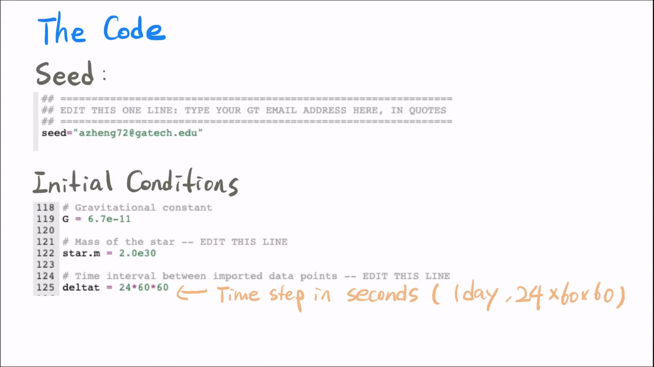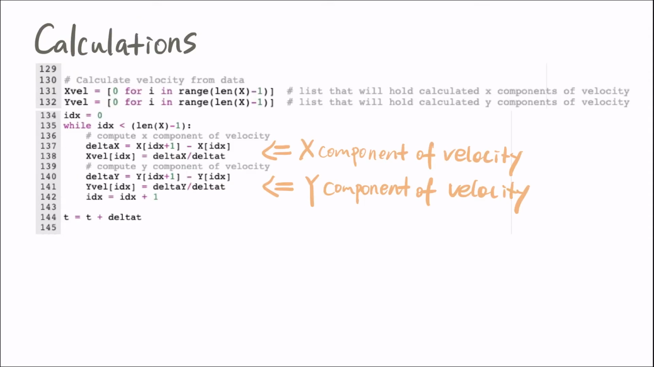So here is the code on GlowScript, and below are the initial conditions given, and you can see that delta t is set to the seconds in 1 day, which is 24 times 60 times 60. These are the first calculations on lines 131 and 132. These are the lists that are populated with x components and y components of velocity, and in the while loop, these two parts calculate the x and y components of velocity using position data.